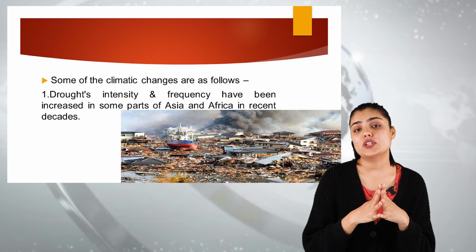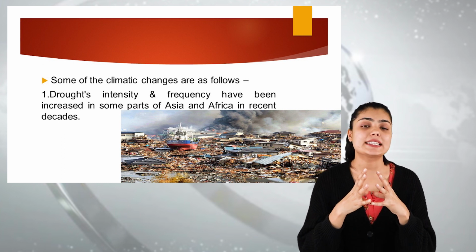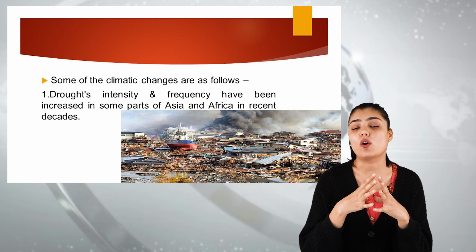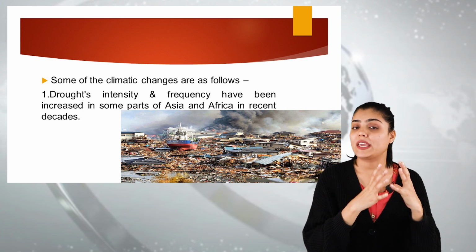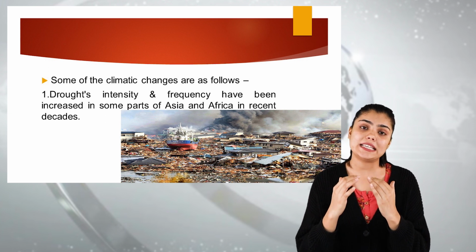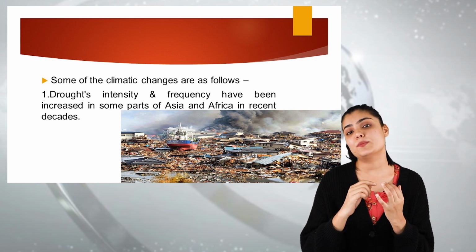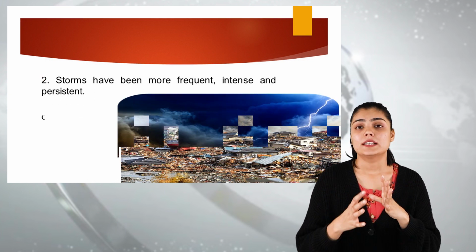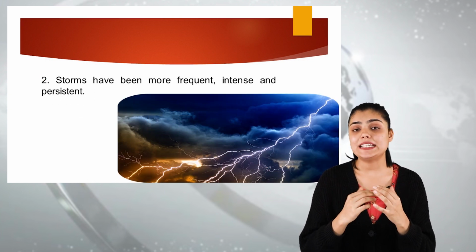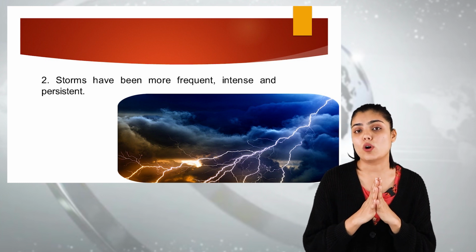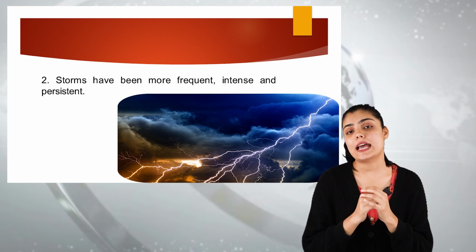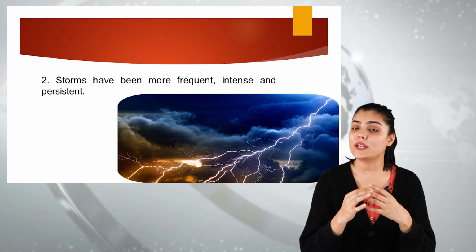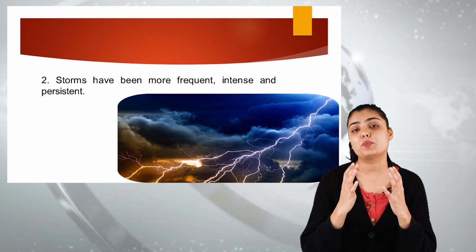The first change is increase in the intensity and frequency of drought. In some parts of Asia and Africa, it is seen that in recent decades, there has been an increase in the frequency as well as intensity of drought. The second climatic change that is seen in recent years is the storm. Storms in the recent decade have been found to be very frequent, very intense, and very persistent.